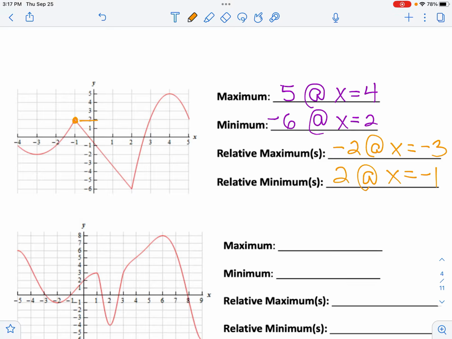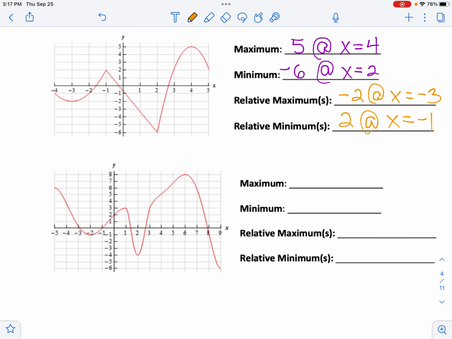Okay, so that's how you analyze maximums and minimums and the difference between a max that's an absolute one and a relative one.